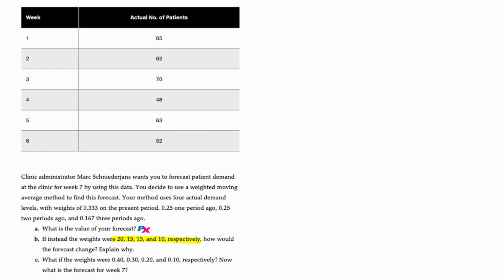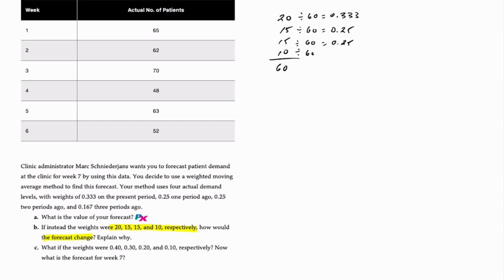So the weights were 20, 15, 15, and 10, and they actually ask you how would the forecast change and explain why? Well, what's interesting about these whole number weights is if we were to take 20, 15, 15, and 10, they add up to a total of 60. And then if we divided each one by 60, so 20 divided by 60 is 0.333, 15 divided by 60 is 0.25, and 10 out of 60 is 0.167. And guess what? These all add up to 1.00. So what we've done is converted these whole number weights into fractional weights, which we can then apply to the model.